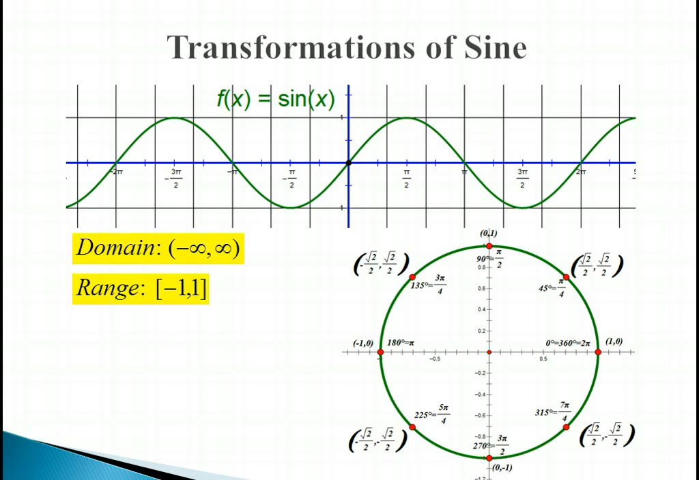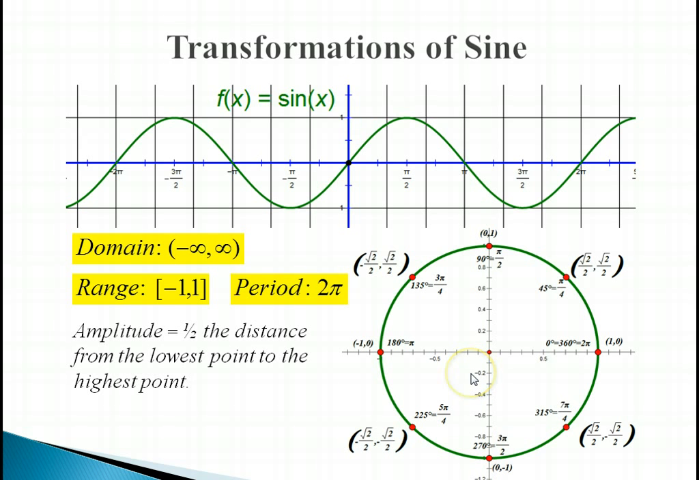The range of the sine x function is from -1 to 1. Remember that all the ratios for the sine of x are on the unit circle. Since the unit circle has a radius of 1, all the numbers other than the corners are going to be less than 1 for their x and y values. The period is 2 pi.